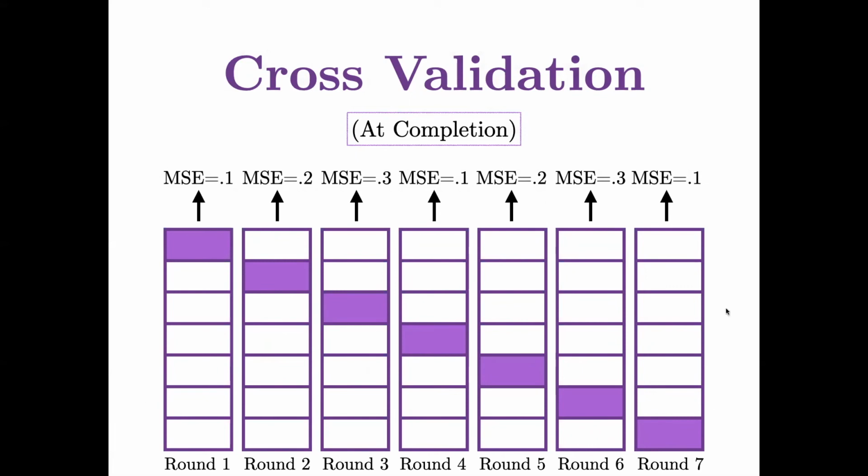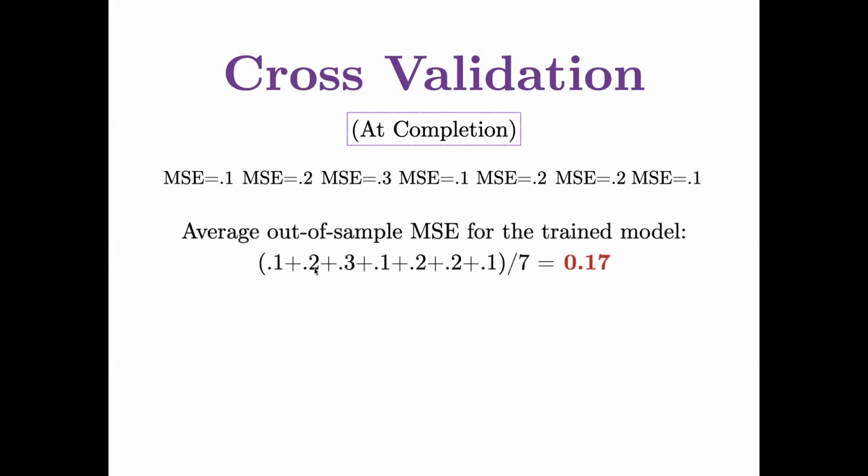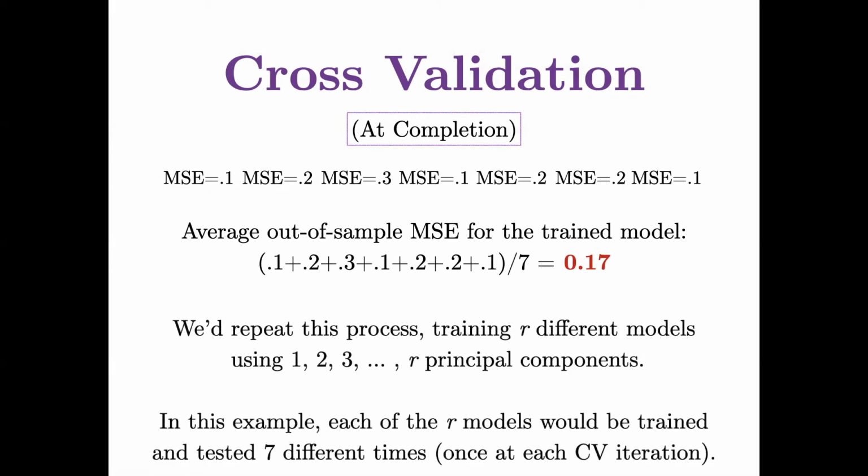So I would do this for the model with 1 principal component. I would do it for the model with 2 principal components, and 3, and 4. And so I would have this average number for the model with 1 principal component, for the model with 2, 3, 4. And that would allow me to choose the model that's best on validation data.